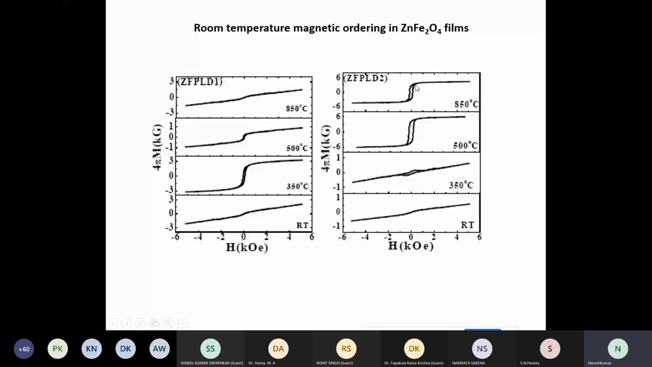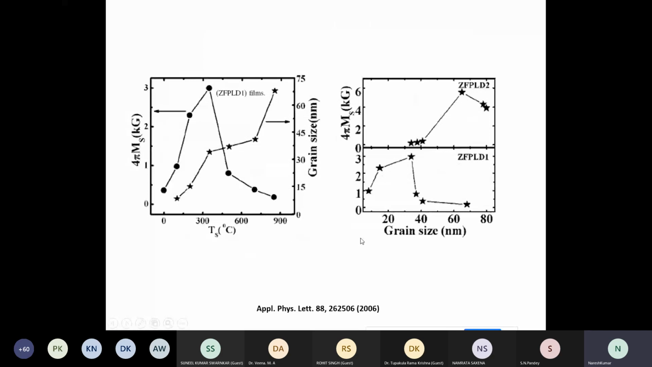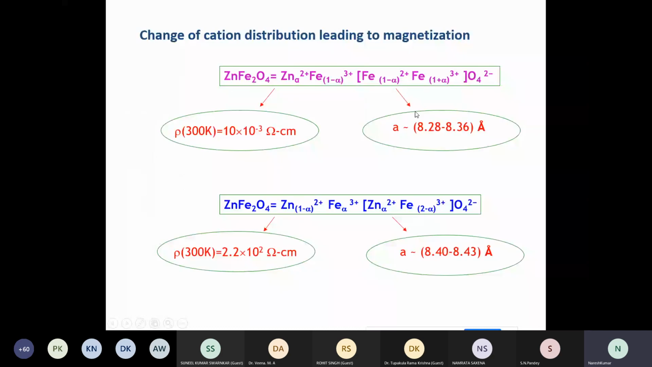We reported this magnetization for the first time, and it was following the temperature and it was following the grain size. So we could explain the observation of this magnetic moment with the help of redistribution of zinc ions and ferric ions from A to B or B to A site, as well as with the grain size. When a ferric ion is going from B to A site, there should be a theoretical value of lattice parameter. We were matching this value of lattice parameter experimentally as well.